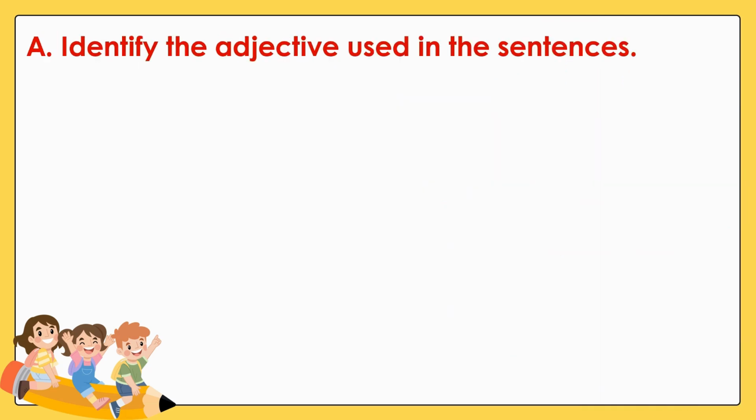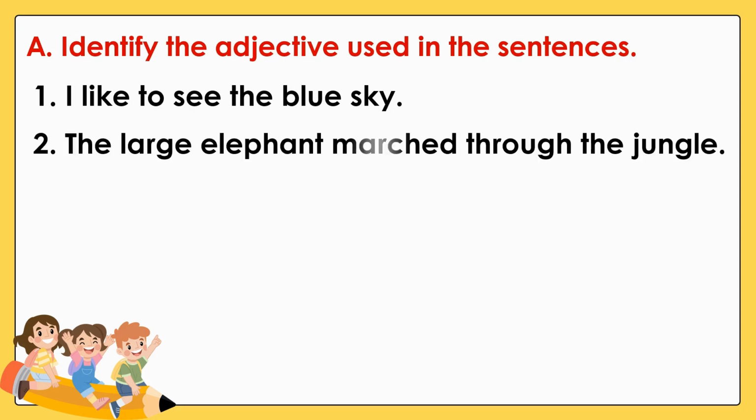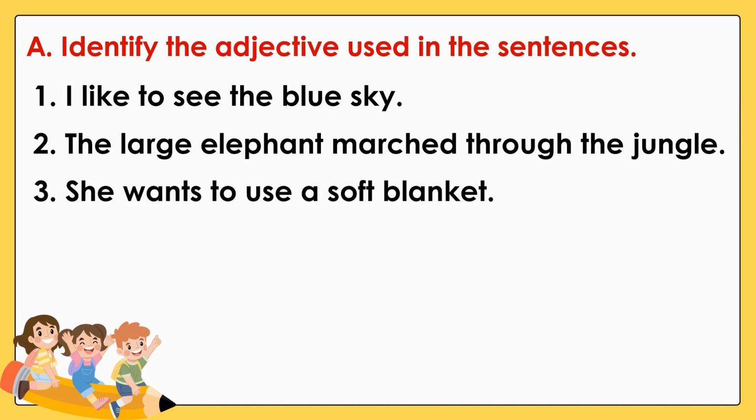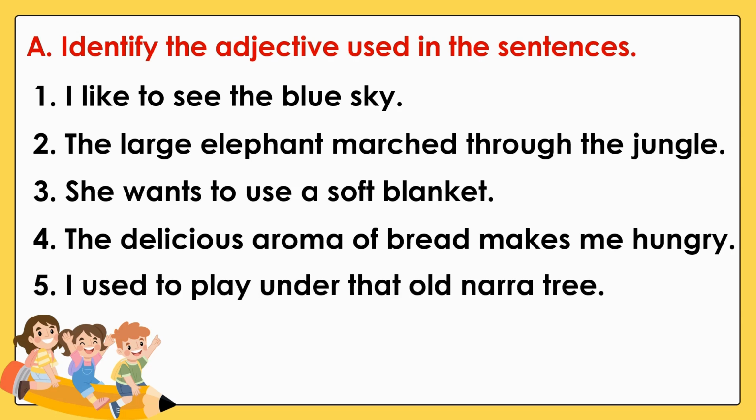Letter A. Identify the adjective used in the sentences. Number 1, I like to see the blue sky. Number 2, the large elephant marched through the jungle. Number 3, she wants to use a soft blanket. Number 4, the delicious aroma of bread makes me hungry. Number 5, I used to play under the old Nara tree.